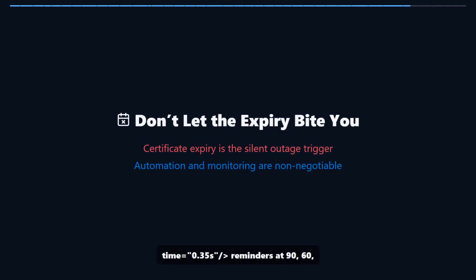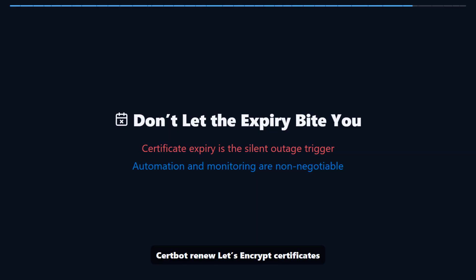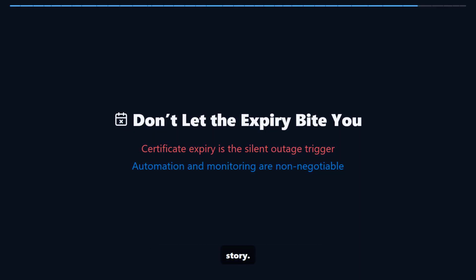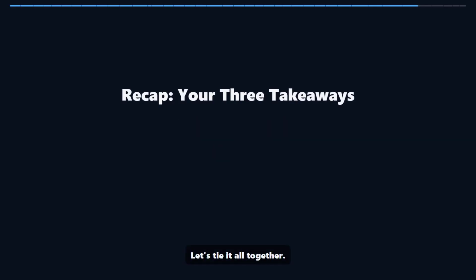Reminders at 90, 60, and 30 days before expiration. Better yet, automate. Tools like CertBot renew Let's Encrypt certificates silently in the background, and cloud key management services can auto-renew and redeploy for you. The goal is to make certificate expiry a non-event, not a 3 a.m. panic call. Miss this, and your shiny PKI becomes the outage headline. Don't be that story.